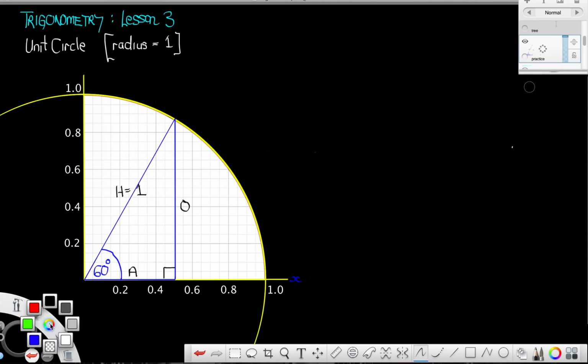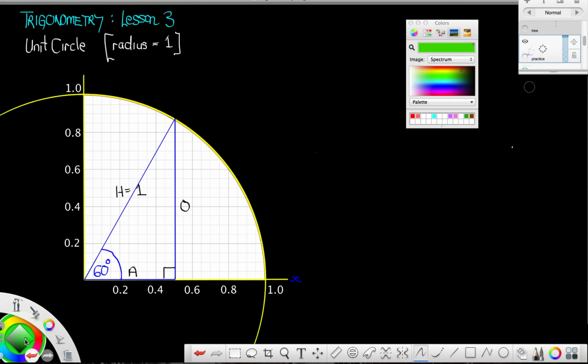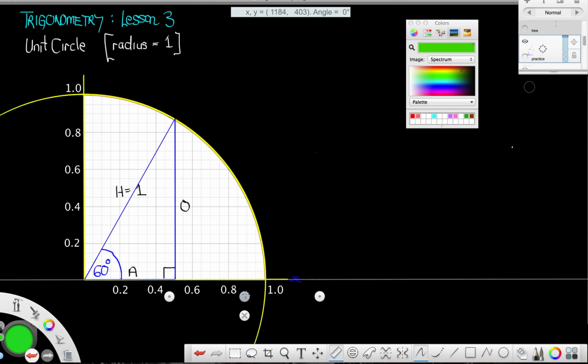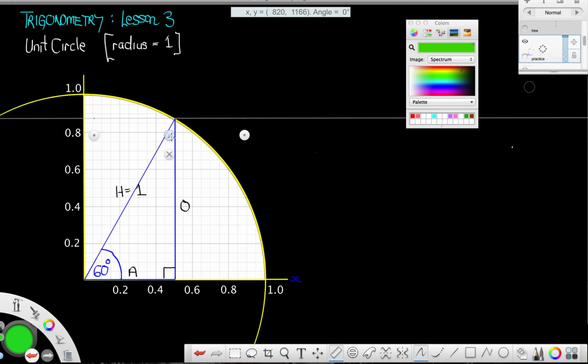Now the next thing is I would like us to look at the sine and the cos of this angle. Actually, before we do the sine and the cos, let's estimate the height and the base of our triangle here. So let's estimate the height first, or the length of the opposite side. So we're going to estimate the length of this side. I'm going to bring my ruler in, and I'm going to draw a dotted line across there, about there.